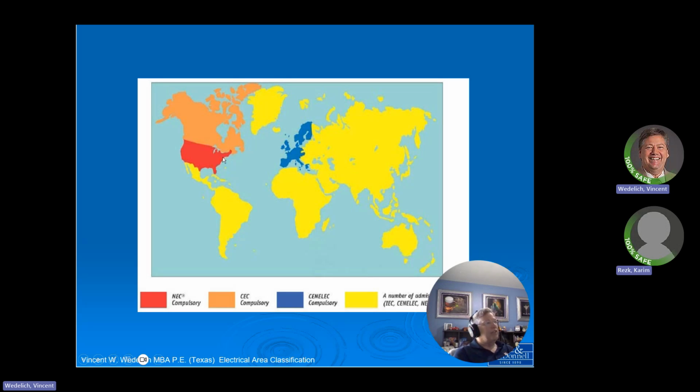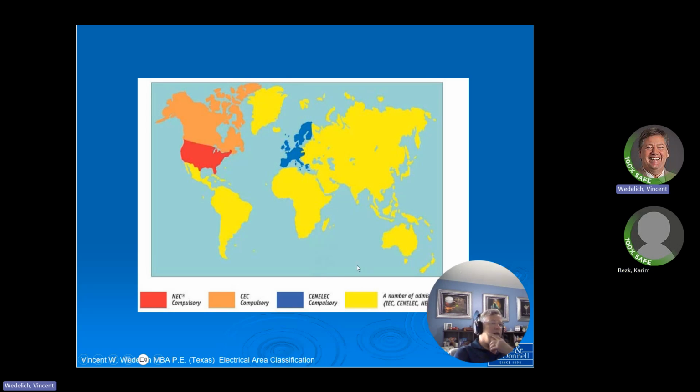Anyway, so this red part right here is the NEC. So we follow the National Electrical Code. The Canadians, they follow the CEC, which is the Canadian Electrical Code. They're super close together. I mean, they look almost identical. Cenelec right here is CE or ATEX. That's the UK.